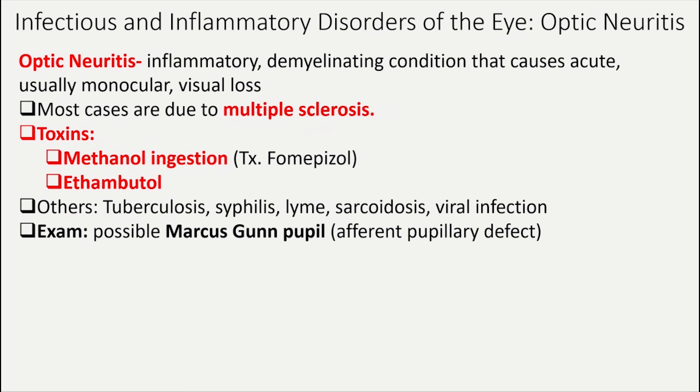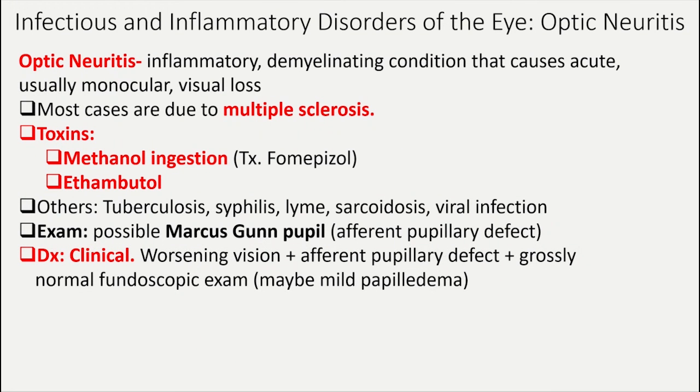So the sensory afferents of the affected eye are not working appropriately to tell the contralateral eye to constrict. And so when you do your swinging flashlight test, showing a light on the affected eye, the sensory afferents aren't working, so it cannot tell the contralateral eye to constrict, and so you have dilation of the pupil on the opposite side.